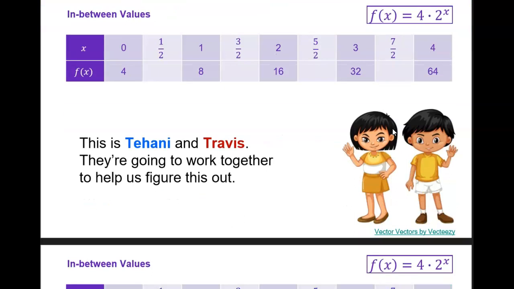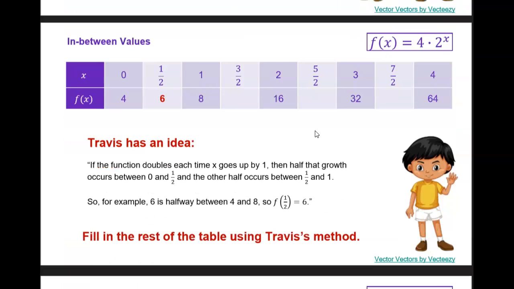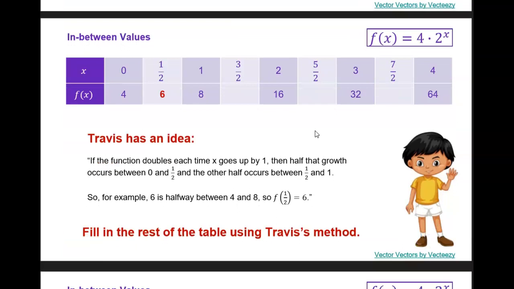So this is Tahani and Travis. They're going to help us figure this out by working together. Thanks, friends. So Travis has an idea first. It says, if the function doubles each time x goes up by 1, so these are doubling, then half that growth happens between 0 and 1/2, and half happens between 1/2 and 1. So half and half. And so it makes sense to just find the number in between.